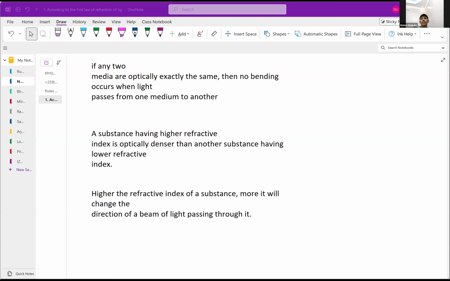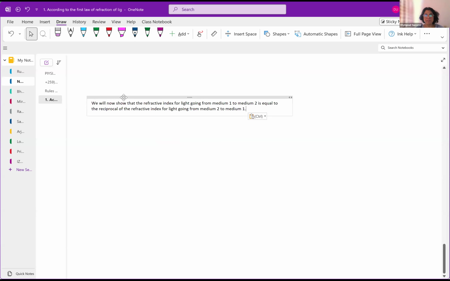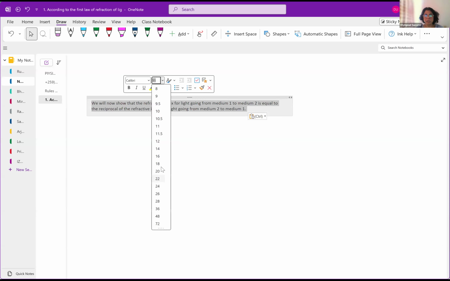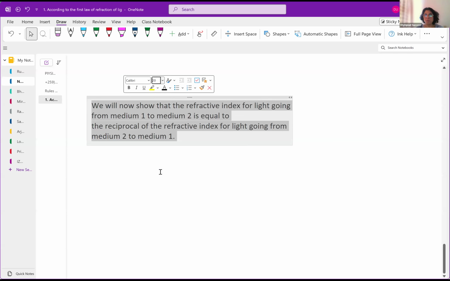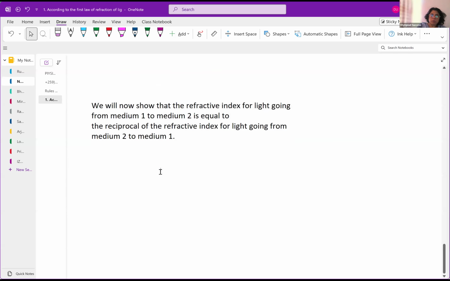Done, ma'am. Okay. Now I will show you that the refractive index of light going from medium 1 to 2 is equal to the reciprocal of the refractive index of light going from medium 2 to 1. Simple derivation. So I have got two figures. I will show you two figures.